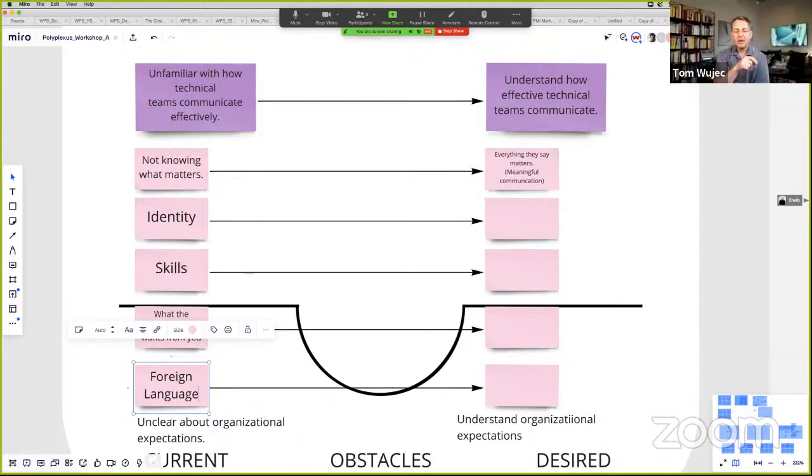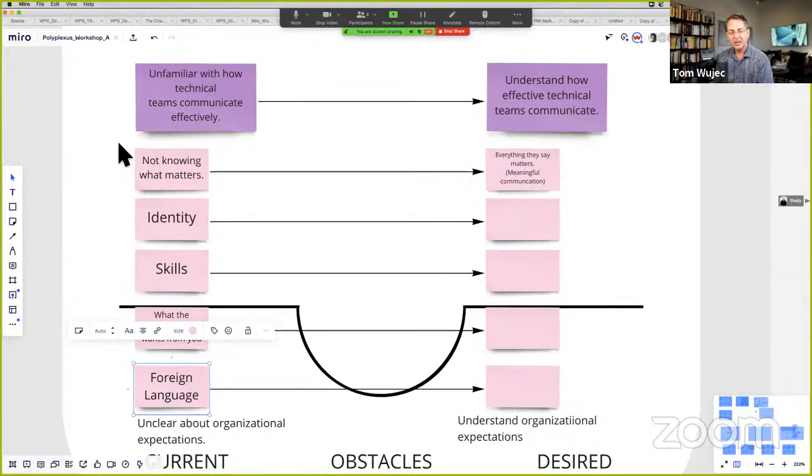Awesome. So here, what I would do is, these are great, and I tried to capture them. Sure. So underneath the big category of being unfamiliar with how technical teams communicate effectively, and then understanding, and then breaking it down from current to desired, and then going even further about what that actually would look like.